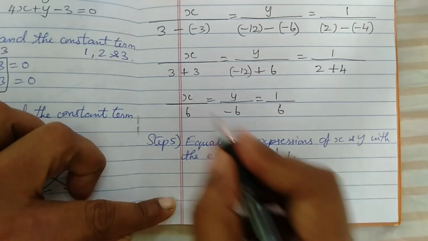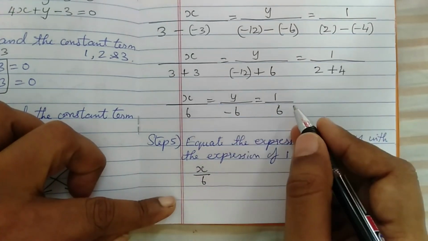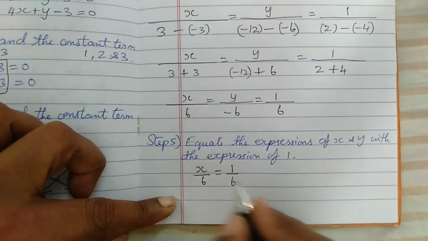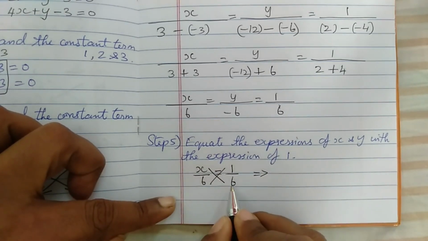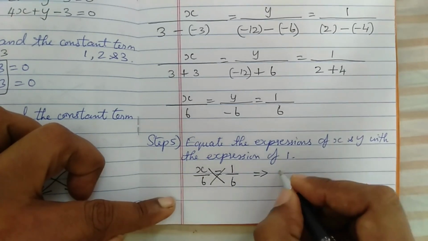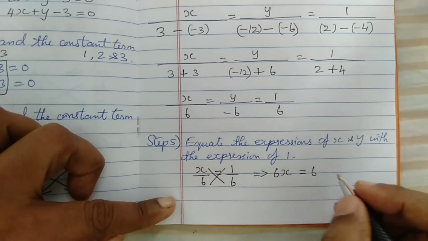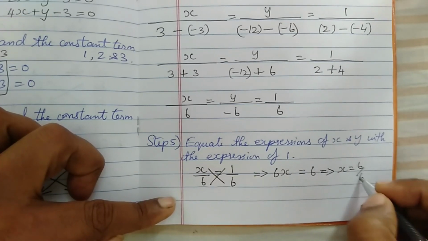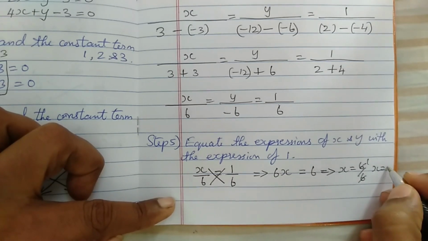So now you have got the expression for x, so you will be writing x by 6. You will be equating it with the expression of 1, so 1 by 6. Now equating means you will be cross multiplying it, so cross multiply. Now here you will get, this will become a multiple here, so 6 into x will become 6x is equal to 6 into 1 will become 6. So now x is equal to 6 divided by 6 goes one time. So x is equal to 1.